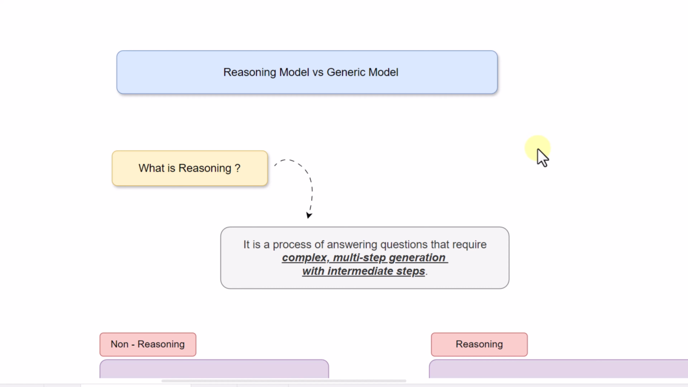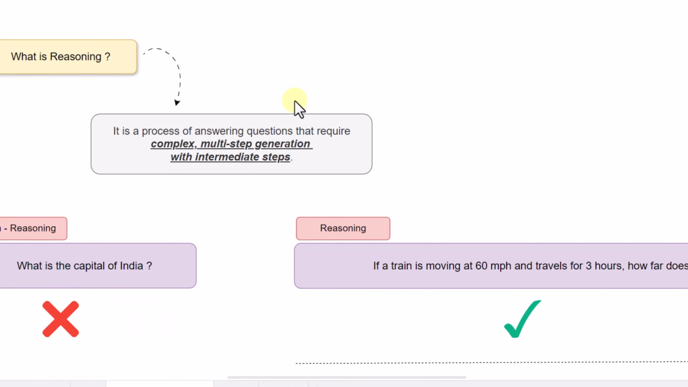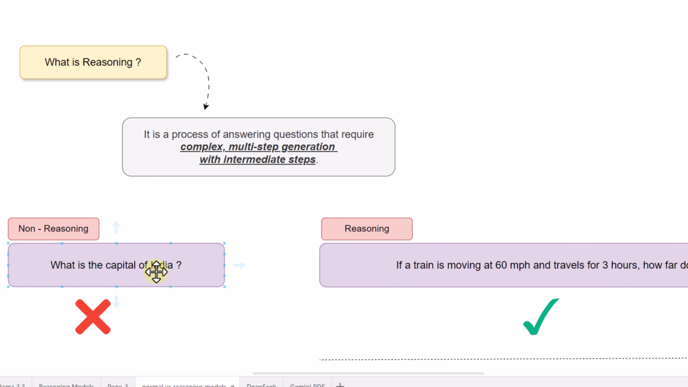In this video, we will cover what is the difference between a reasoning model and a generic or non-reasoning model. So let's first understand this term, what exactly is reasoning. Reasoning is basically a process of answering questions that require complex multi-step generation with intermediate steps. For example, if I ask you what is the capital of India, this is going to be a non-reasoning question because we don't have to perform multi-step thinking to get the answer.